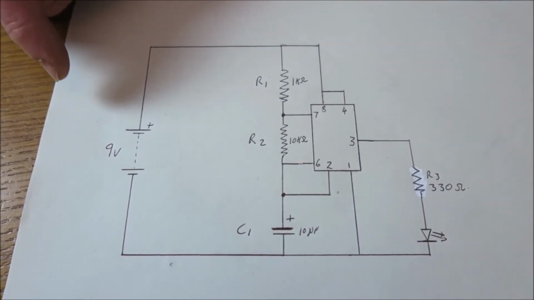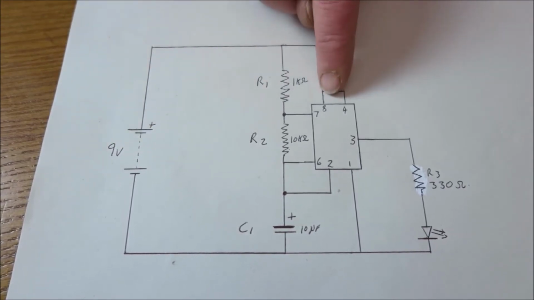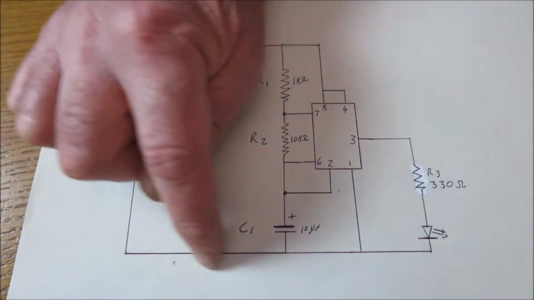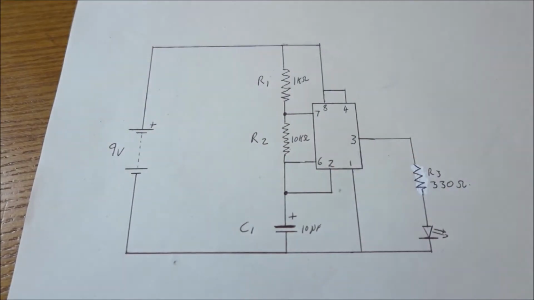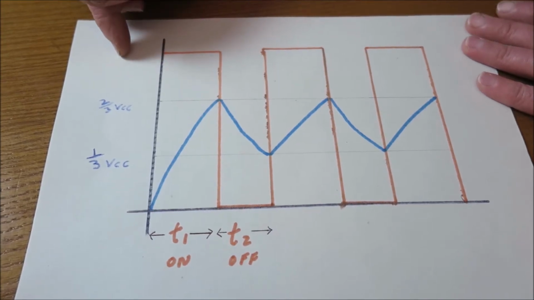And as we can see here, our 9 volt battery is connected into the positive, number 8, as we've said, and into the negative, number 1. Now this is a simplified drawing of what you've just seen on the oscilloscope.